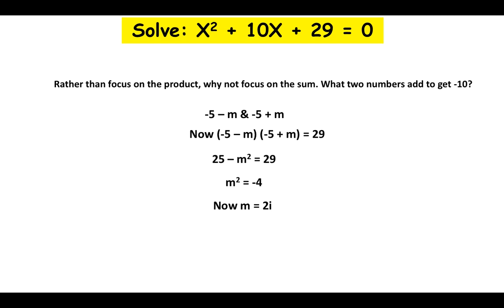Don't have to worry about it. You don't have to learn it. You just have to understand that the methodology is the same. And then the final answer would just be minus 5 plus 2i and minus 5 minus 2i. Look at that. 2 lines. Boom. Done. Sorted.